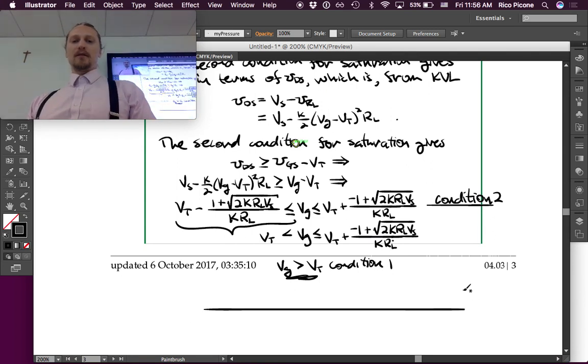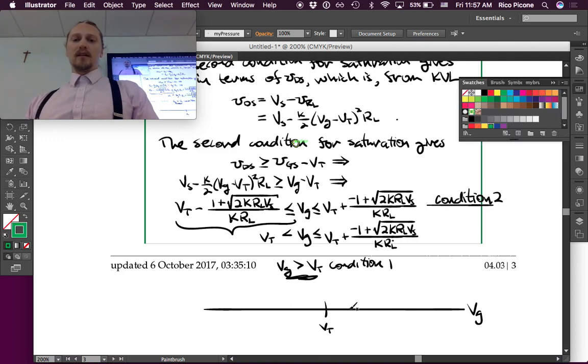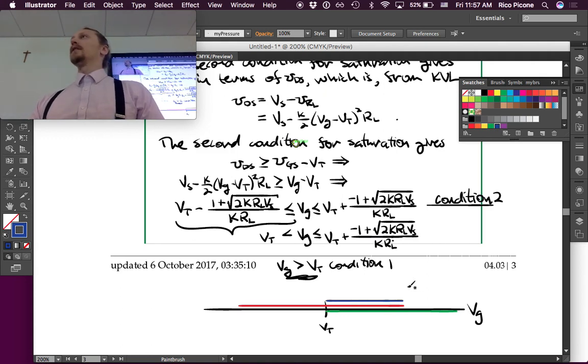Yeah, so if you think of this as being our VG number line, and this is our VT, condition 1 says you've got to be in this region. Condition 2 says you've got to be in this region. So our composite condition is the intersection of those two, this interval here.